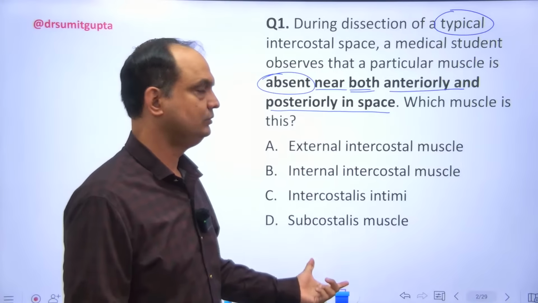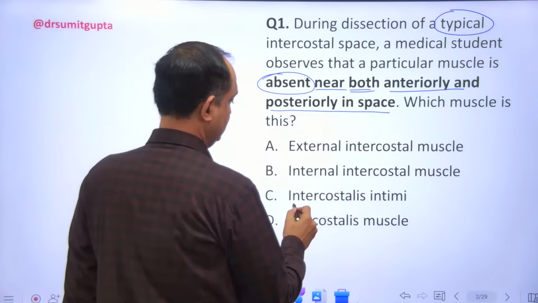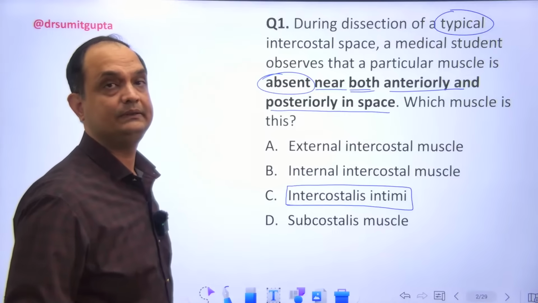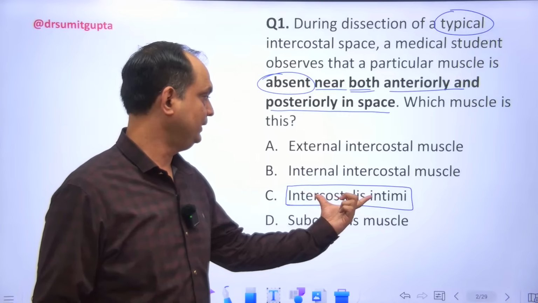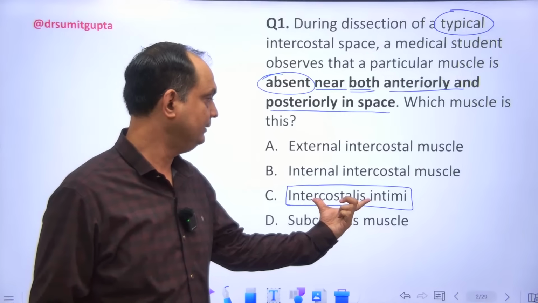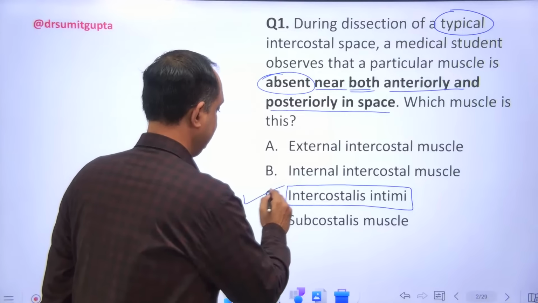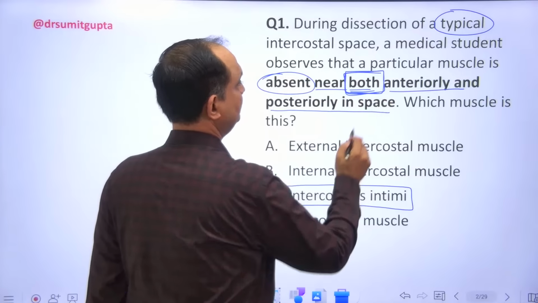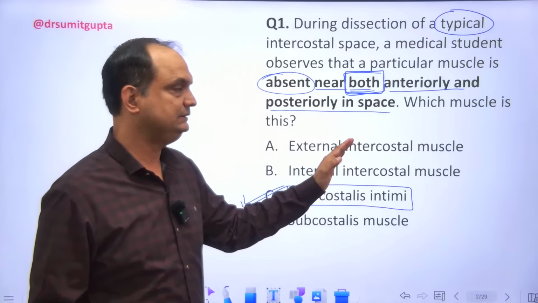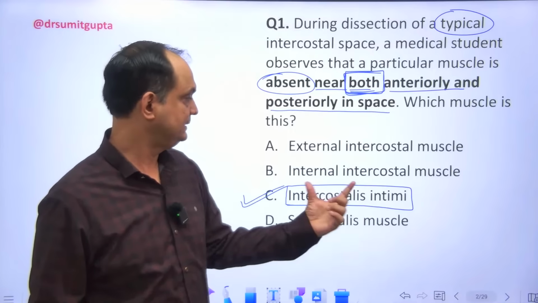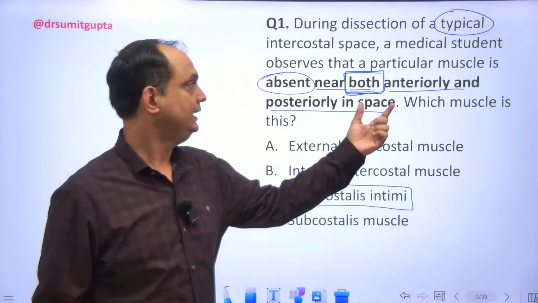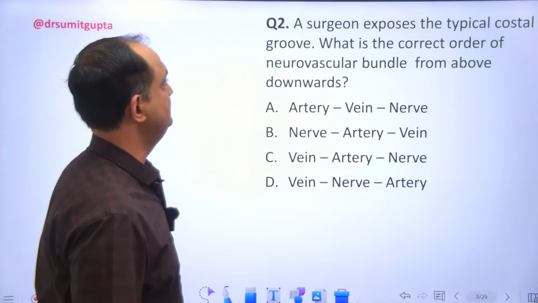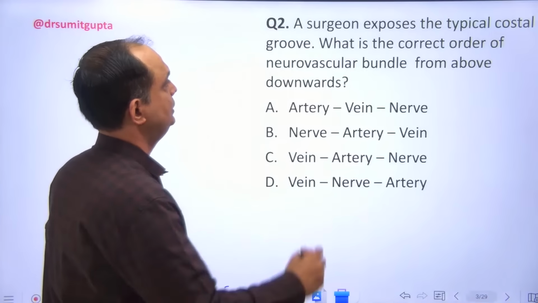Now, when you see these four options, the innermost intercostal or intercostalis intimi is the muscle which is not present on both the ends. This component of the innermost muscle layer is present in the middle portion. Clear? So the answer is C, because this is present at both the ends. Clear? So this word both is important, because you may find some part present anteriorly, posteriorly, but this component is strictly absent in the anterior as well as posterior part of the space. So the answer is C.